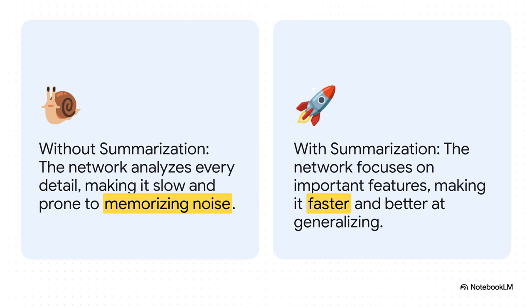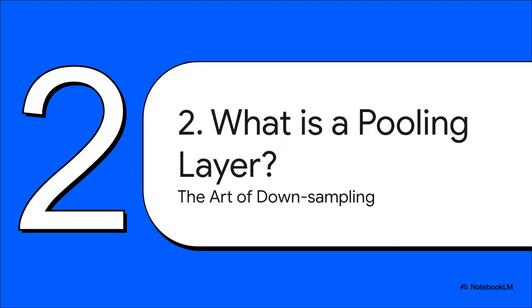But with summarization, it's like we're teaching it to see the bigger picture, to focus on what actually matters, the most important features. This makes it way faster and way better at generalizing what it learns. Okay, so that's the why. But what about the how? How do we actually get the network to focus on the important stuff? This is where a really cool concept called the pooling layer comes into play.